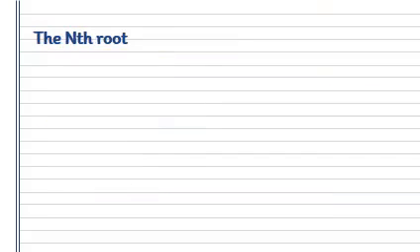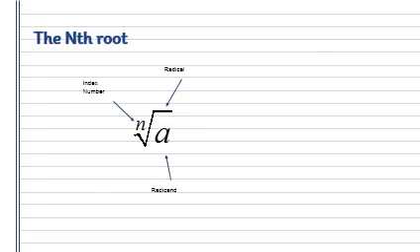So let us start defining the nth root. The nth root, as you can see in this expression, is the nth root of a. It's not the square root. You used to find the square root of a number. In this lesson, we are going to find the nth root of a number. So n is the index number. It could be 2, 3, 4. This is the radical, of course, and this is the radicand, which is a.